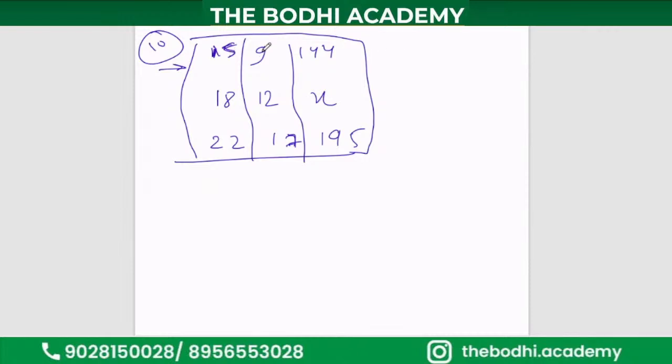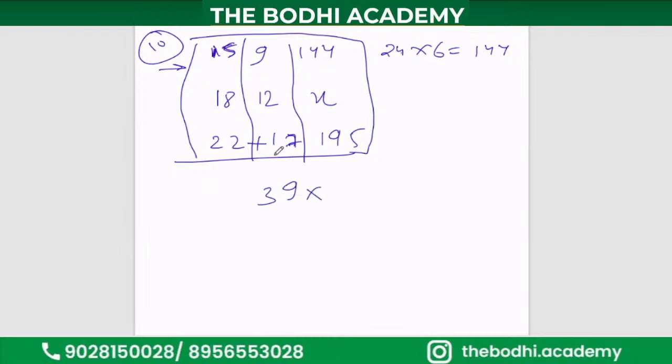144. What is 15 plus 9? 24. And 15 minus 9 is what? 6. 24 into 6 is what? 144. So this logic is also same like the previous question. We'll cross check here. 22 plus 17. What is 22 plus 17?